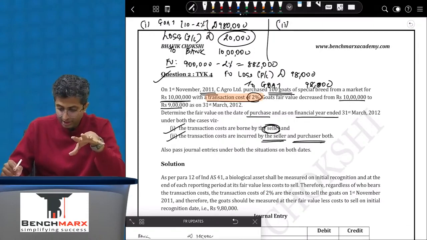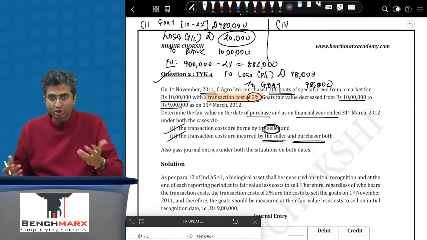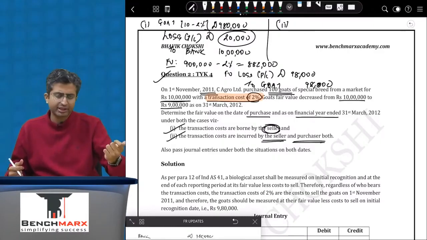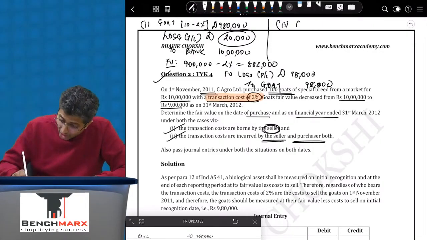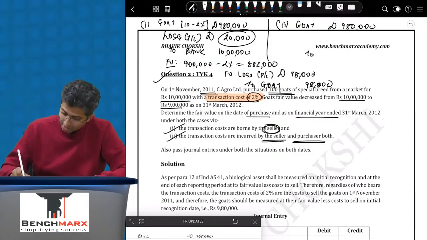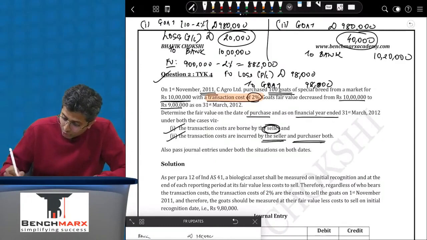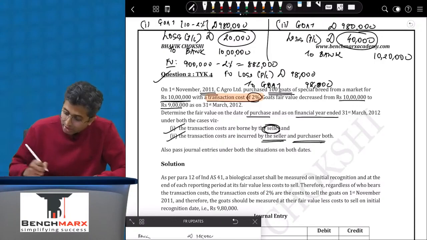is 10 lakhs. If I were to sell it, I as a seller will have to pay 2% more, and hence I will still get 9 lakh 80. However, as a buyer, I would not have paid just 10 lakhs today. As a buyer today, I would have paid 10 lakhs plus 2%. So I would have paid 10 lakh 20, and hence the loss on initial recognition will be 40,000. And this loss will be going to the P&L account.